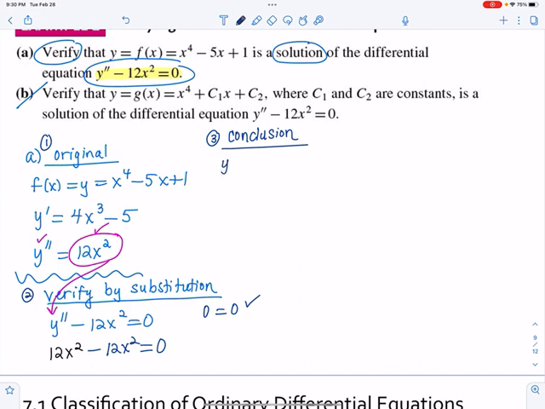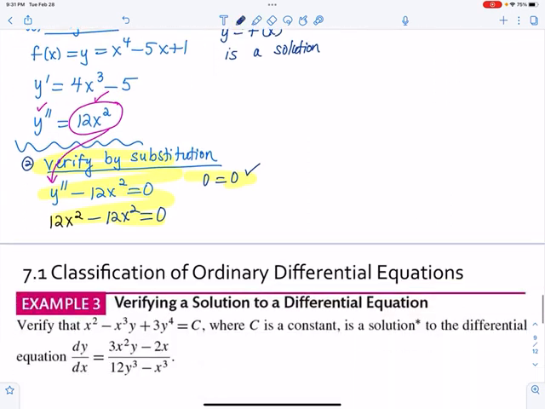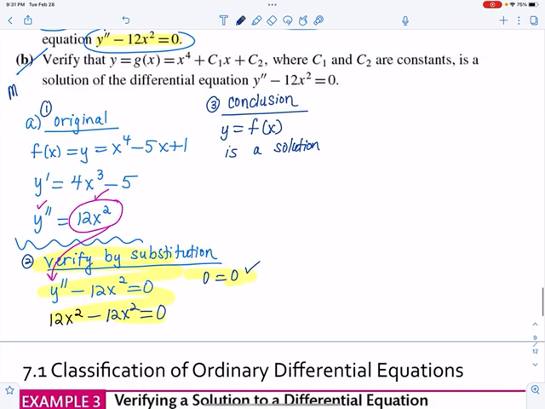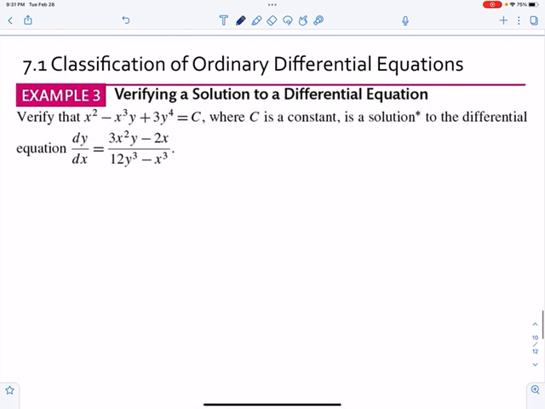So I'm just going to say y is equal to, because it says verify that this is a solution. So I'm going to say conclusion, y equals f of x is a solution. So you just have to get to this part where you're doing some substitution and making a true statement. Okay, so now this up here was probably more of a multiple choice question on the AP test. This is an FRQ. Very, very typical. Verify that we have this equation, and it is a solution to the differential equation.